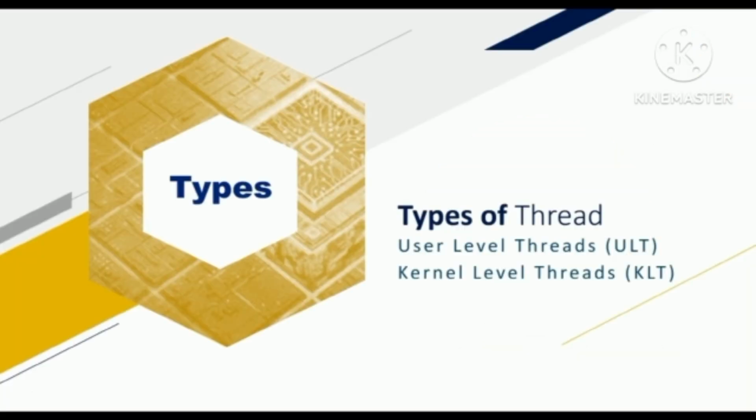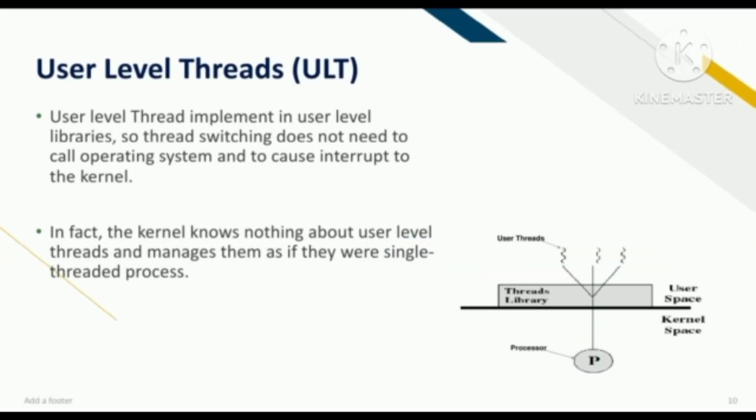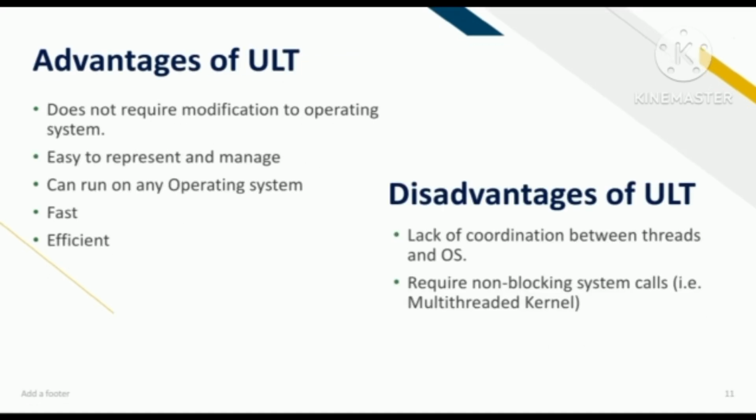We will talk about the types of threads. There are two types of threads: user level threads and kernel level threads. User level threads implement user level libraries, so thread switching does not need the operating system to cause an interrupt to the kernel. In fact, the kernel does not know anything about the user level threads and manages them as if they are single threaded processes, which is an advantage of ULT.